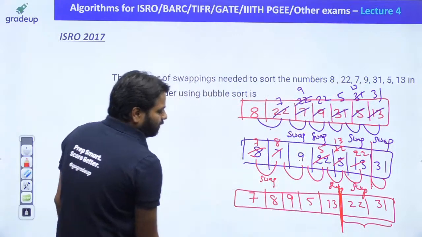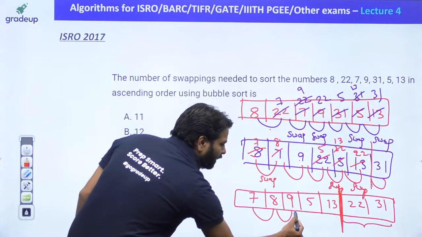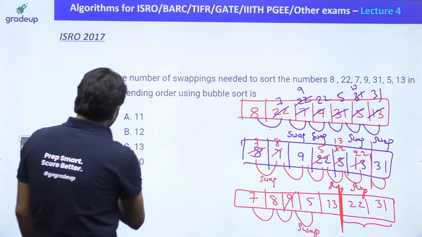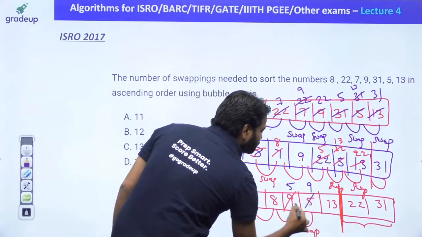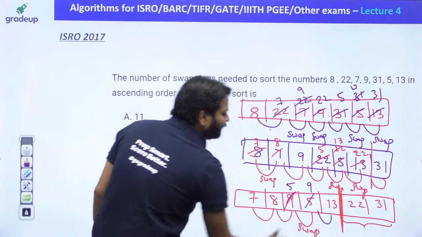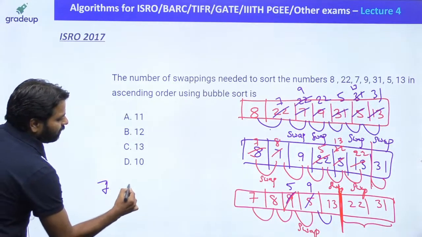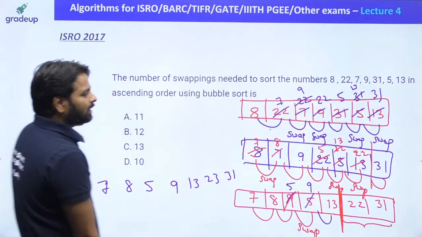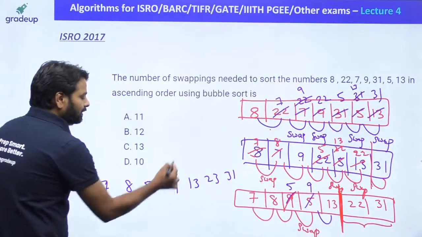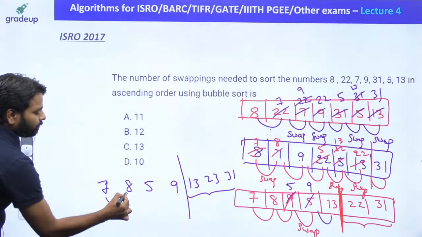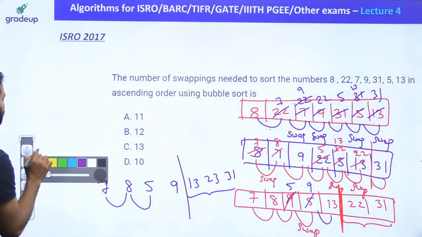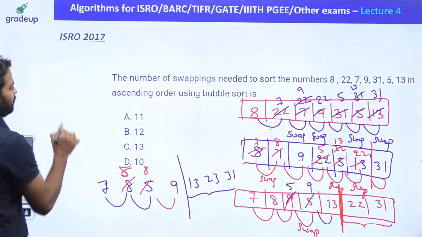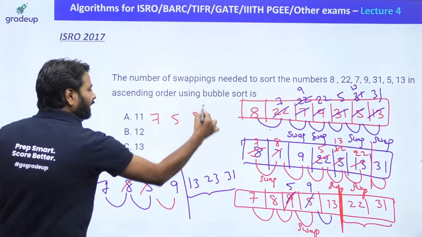Now look here. 7, 8, no swap. 8, 9, no swap. 9, 5, yes, there is a swap. Here 5 comes, here 9 comes. One swap. And when you compare 9 and 13, no swap. So after this you get 7, 8, 5, 9 and 13, 22, 31. Now compare this, here you have a swap. Here you will get 5, here you will get 8, and no swap. Now you get 7, 5, 8 and the rest are already sorted.